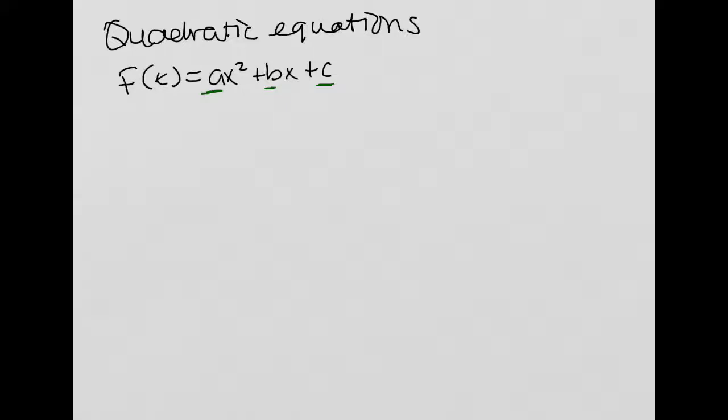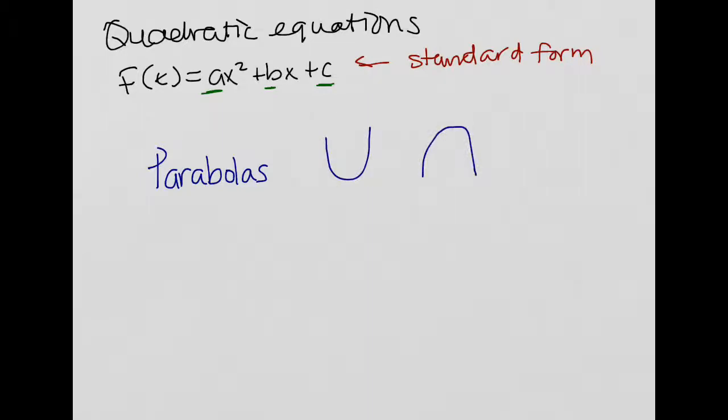This is what we call the standard form of an equation. The standard form of an equation is the form that we generally want to try to use because it has a lot of uses that are helpful for us when we use those three different coefficients. The graphs that come from these are called parabolas. And parabolas look like this or like this. And these shapes are found when we graph those quadratic equations.